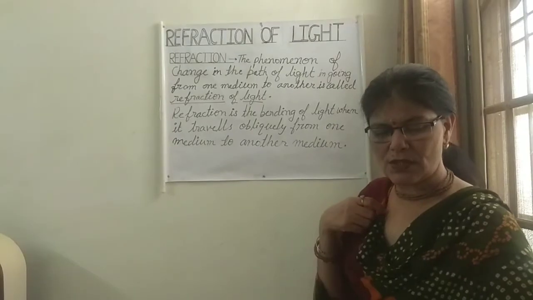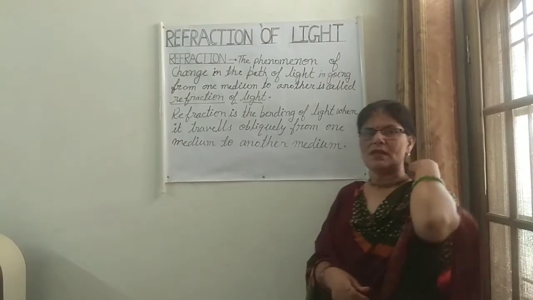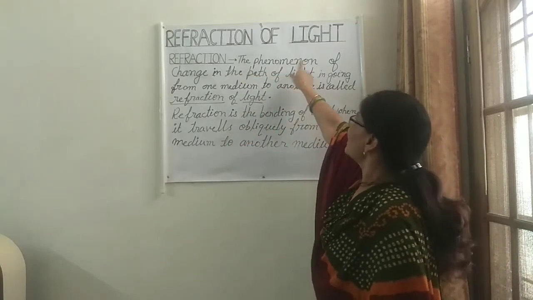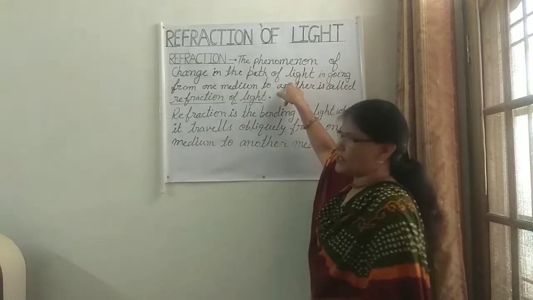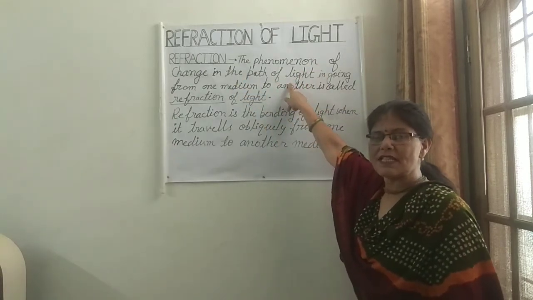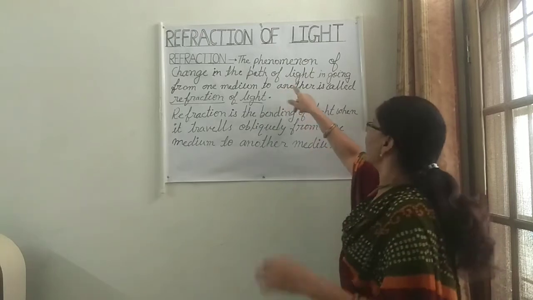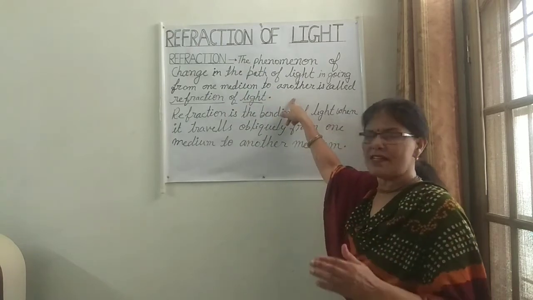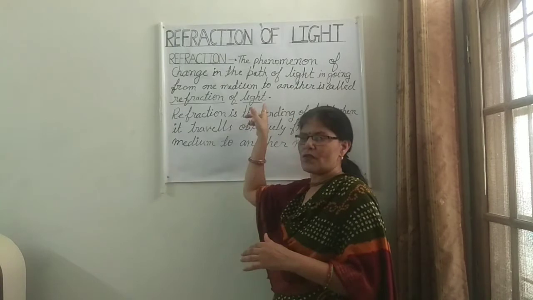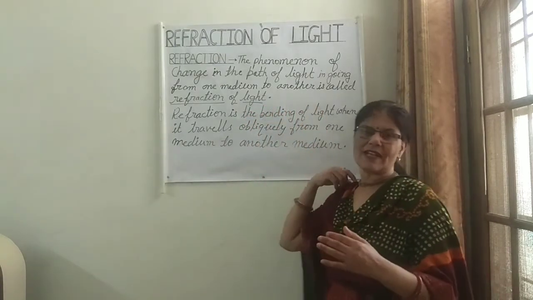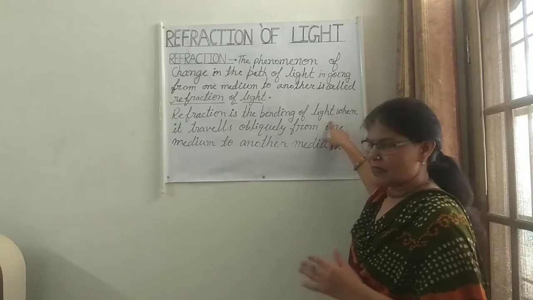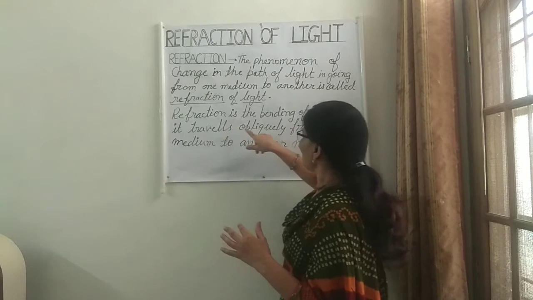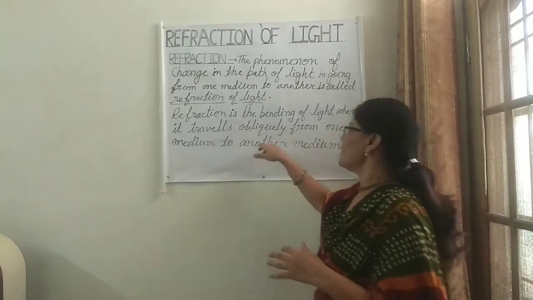So children, we have done two or three examples of refraction. Now let us come to the definition of refraction. Refraction is the phenomenon of change in the path of light, the change in the direction of light in going from one medium to another. It means refraction of light is the bending of light when it travels obliquely from one medium to another medium.